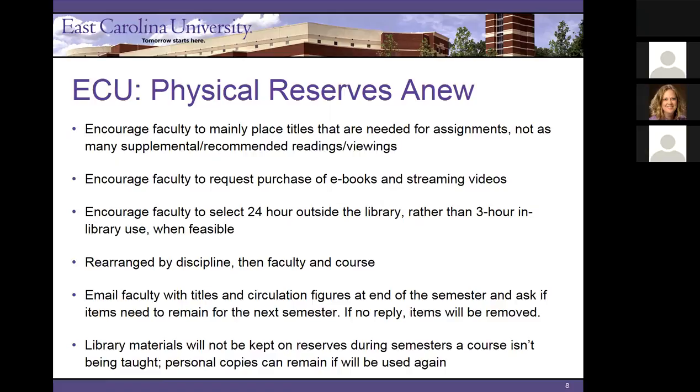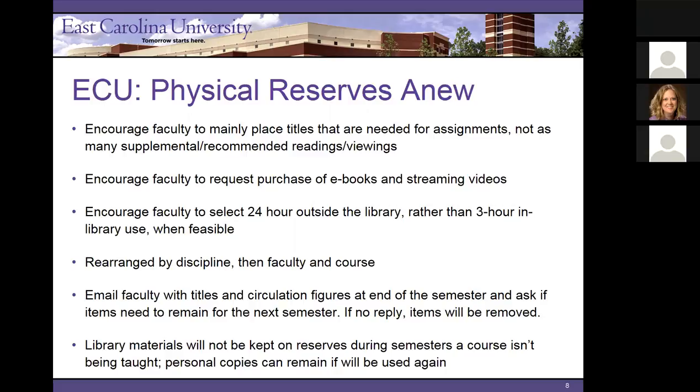When we email faculty, if they don't reply, we're now taking the items off. And then if they really did want the items on course reserve, then we'll add them back. But the likelihood is that they probably don't need to be on course reserve anymore. And hopefully they'll reply to their emails in the future, if that happens. Who knows?